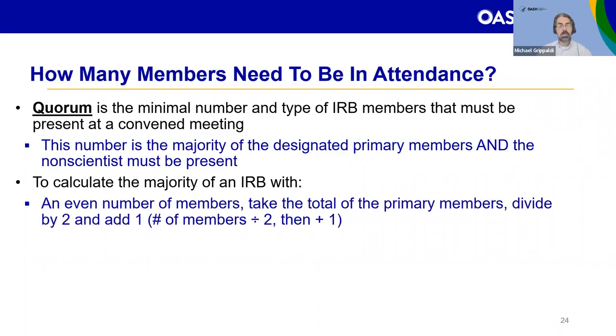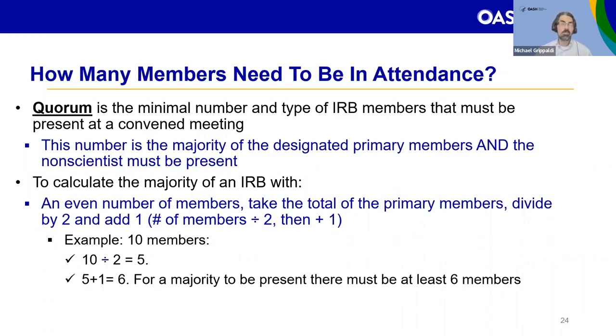For an even number, divide the number of primary voting members. So if you're keeping a roster that includes both primary and alternate members, we're only looking at the primary members. Take that number, divide by 2, and then add 1. So if we have an IRB that has 10 primary members, 10 divided by 2 results in 5, but we need a majority, right? Not half of the members, but a majority, not 50%. So 5 plus 1 equals 6. In order to satisfy quorum, we would need 6 members present at the meeting.